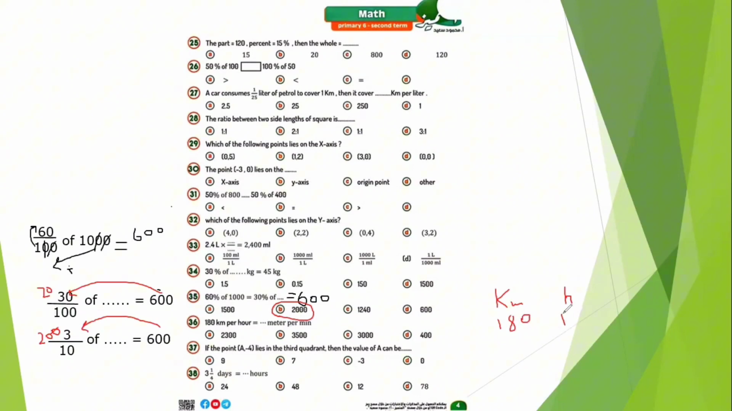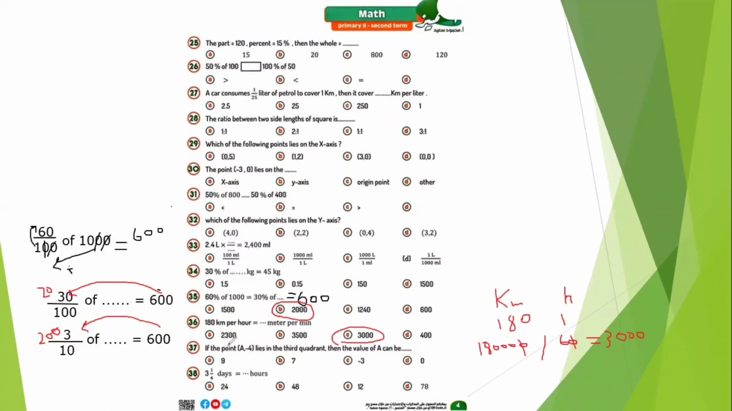So can I convert the kilometer to be meter? Yes, by multiplying by 1,000. It will be 180 and put 3 zeros, 1, 2, 3. And to convert from hour to minutes, I have to multiply by 60. Now, can I divide to get how many kilometers per hour? Means divided by hour. When we divide, cross 0 with 0. 18,000 divided by 6, 3,000.